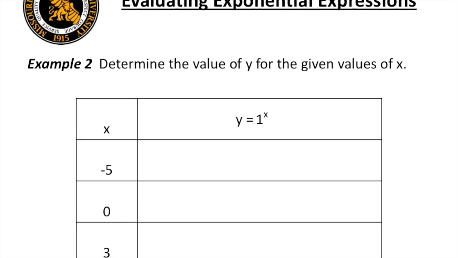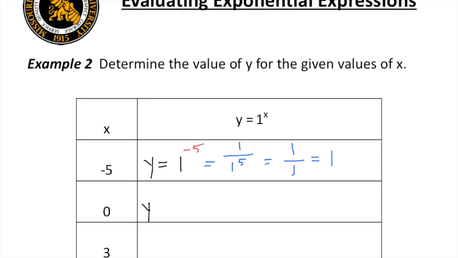Now let's evaluate the equation y equals 1 to the x for different values of x. Replacing x with -5 gives us 1 to the -5 power. The negative exponent tells us to move that expression to the denominator and raise that power to a positive after making that movement. 1 to the 5th power is 1 times 1 times 1 times 1 times 1, 5 1's being multiplied together, which gives us 1, and 1 over 1 simplifies to 1.